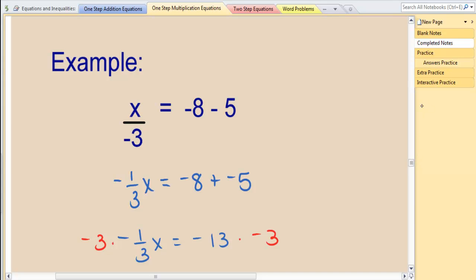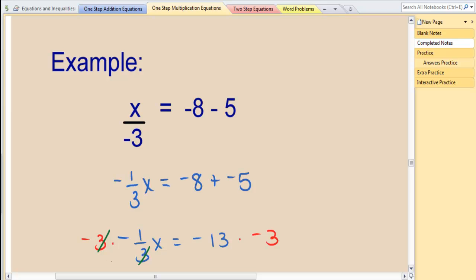So on the right-hand side, you need to add negative 8 plus negative 5 to get negative 13. Now we're going to multiply by the reciprocal of negative 1/3, which is negative 3. And if you do that on the left-hand side to get rid of the negative 1/3, you have to do the same thing on the right-hand side to keep the equation balanced. Now I want you to keep in mind that reciprocals always have the same sign. So since we're multiplying the x by negative 1/3, the reciprocal has to be a negative 3. So just be careful with that.